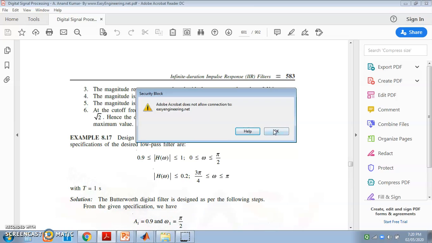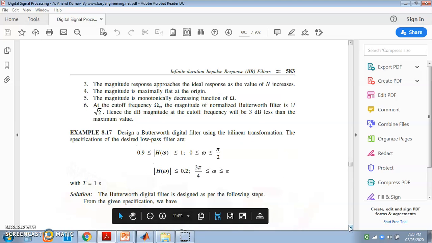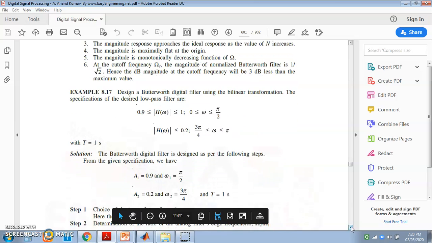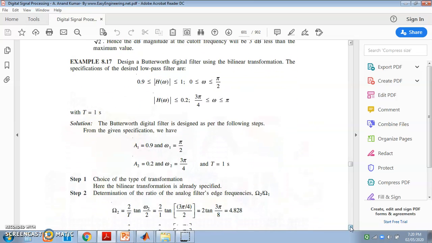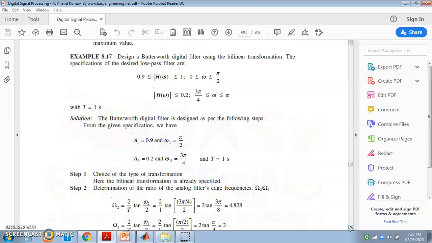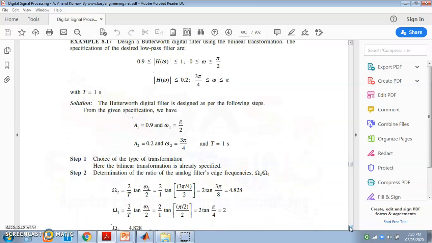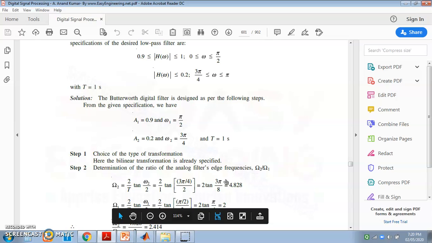So we know that there are different standard steps if I want to design the Butterworth filter. So by using Butterworth approximation, first of all we have to determine the ratio of analog edge frequencies. So that is considered over here.